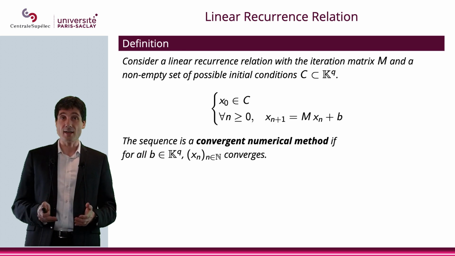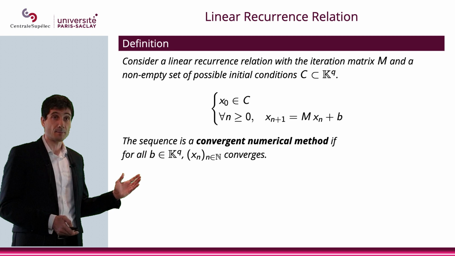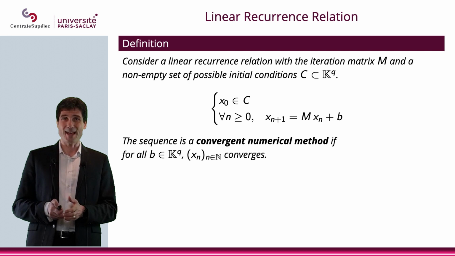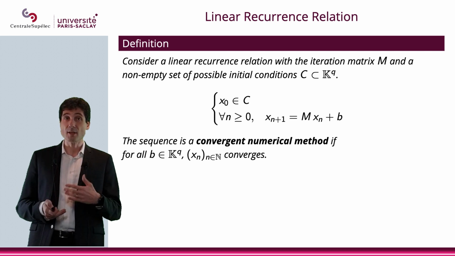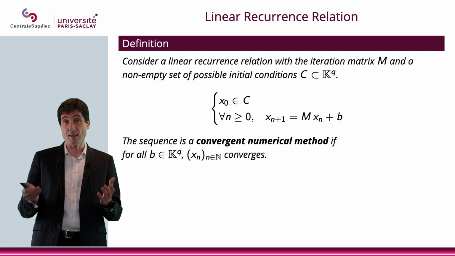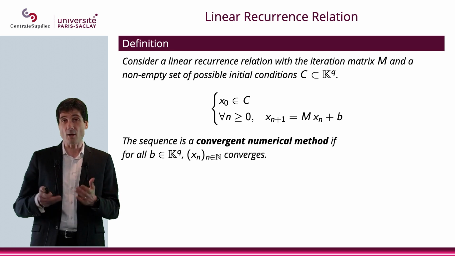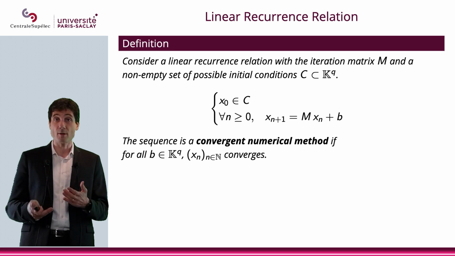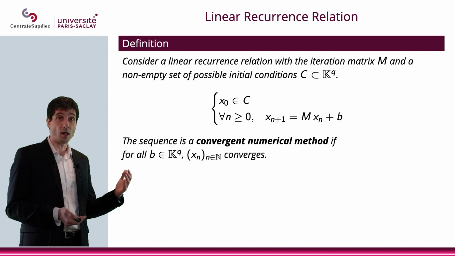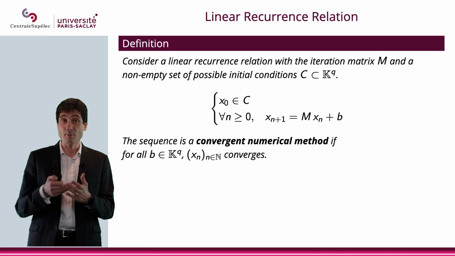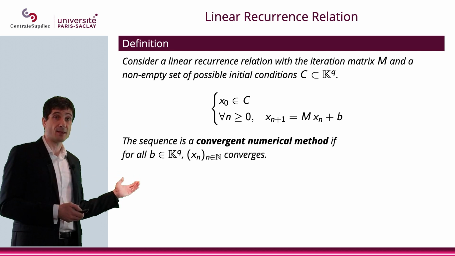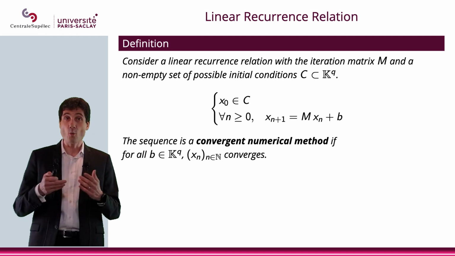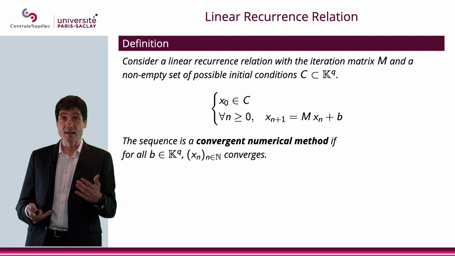Now, what we will do is define a convergent numerical method simply by considering a linear recurrence relation, as we just did, with an iteration matrix M, and a set of possible initial conditions C that will be included in R^Q or C^Q, and that, of course, will be non-empty. Now, we will say that we have a convergent numerical method if for all possible vectors B, the sequence Xn+1 equals M Xn provides us with an Xn that converges.